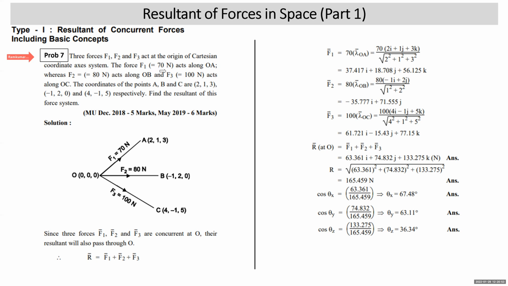The force F1 is 70 Newton, acting along OA. Force F2 is equal to 80 Newton, acting along OB. Force F3 is equal to 100 Newton, acting along OC. Coordinates of the points A, B, and C are (2, 1, 3), (-1, 2, 0), and (4, -1, 5) respectively. Find the resultant of this force system.